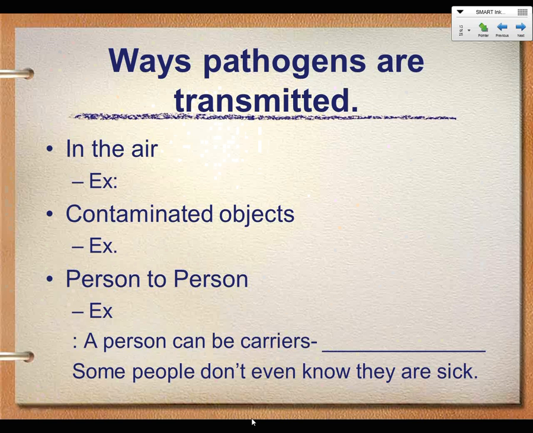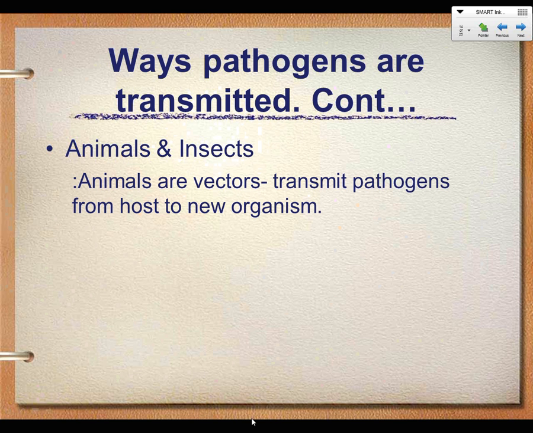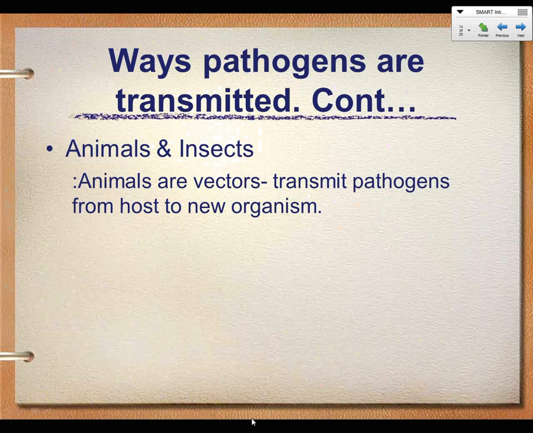Other ways that pathogens are transmitted, sent from person to person or just picked up from organisms, is through animals and insects. Animals are vectors. They're not carriers. They're a vector because they transmit pathogens from one host to new organisms, like a mosquito picking up malaria and passing it to another person.